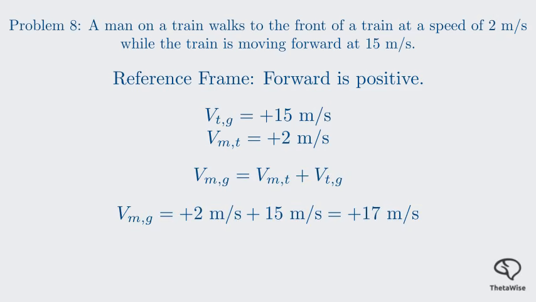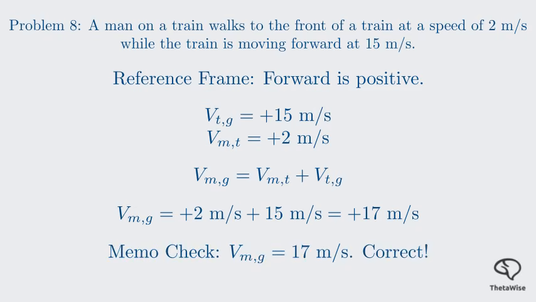This means that a person standing on the ground would observe the man moving forward at a total speed of 17 meters per second. He gets a boost from the train's motion. The memo confirms our answer. The man's velocity relative to the ground is 17 meters per second.